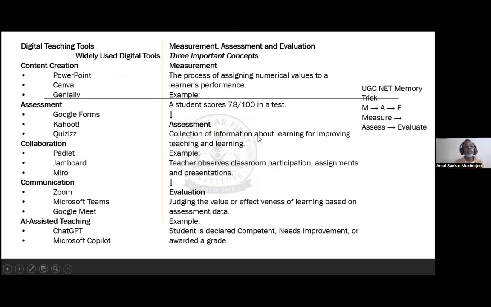Come on to the digital teaching tools. Now, we have to know exactly the names of the digital teaching tools which are widely used, because all these names are asked, and you will have to figure out and point out the exact name of the particular digital teaching tool in the answer. So we are going to discuss the names of the digital tools purpose-wise.